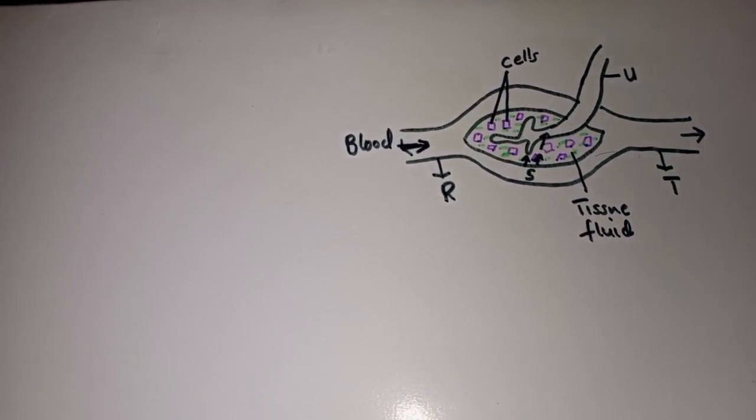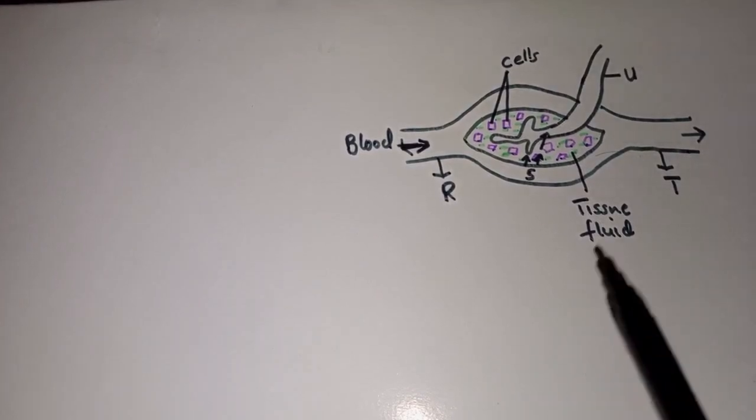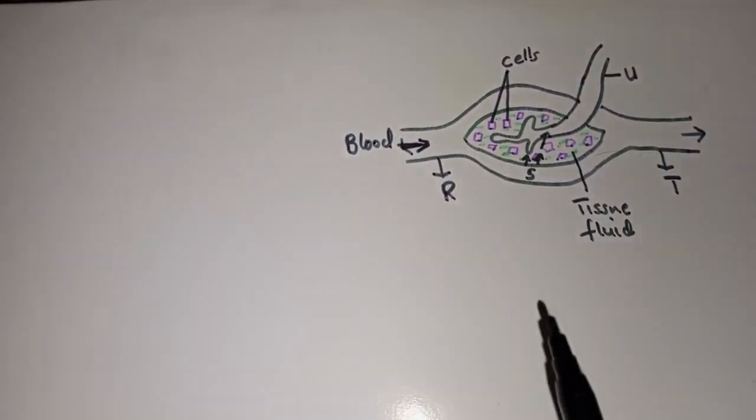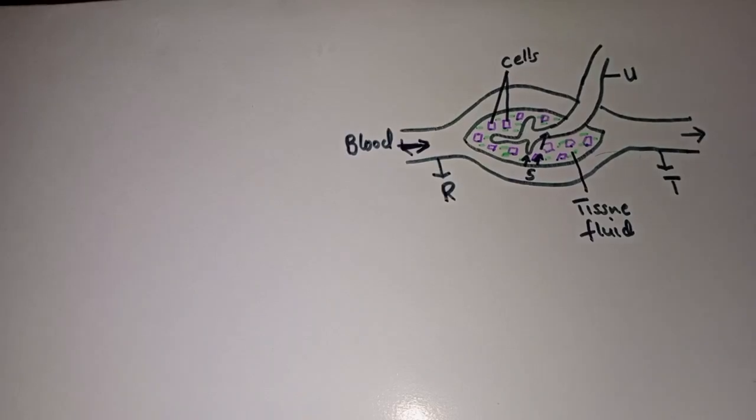Now, what is this thing that we're talking about? Before we even do that, I'd like to mention some things. This is a capillary bed, and the capillary bed acts as a channel. It brings in blood from the artery, and then the blood leaves via the veins.